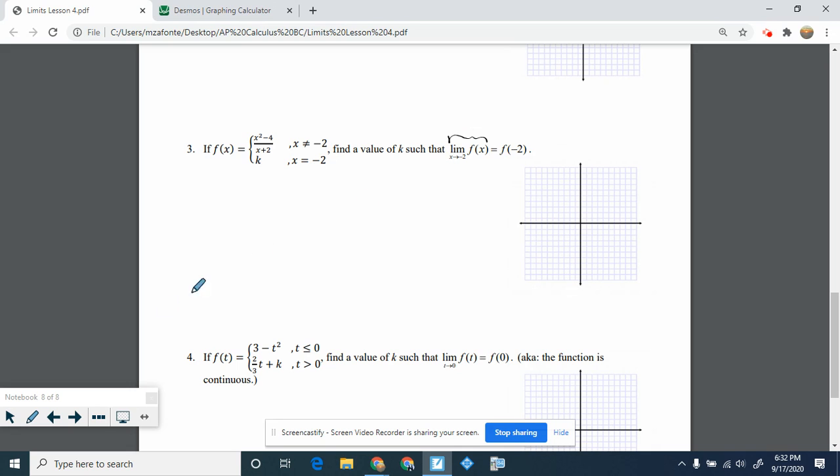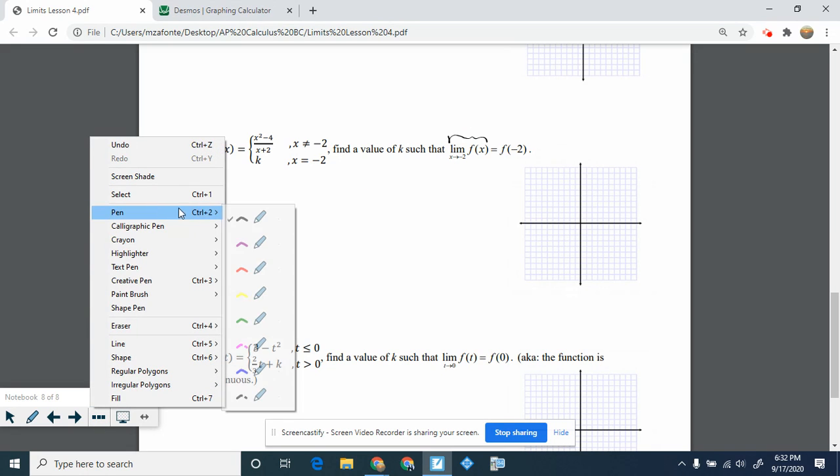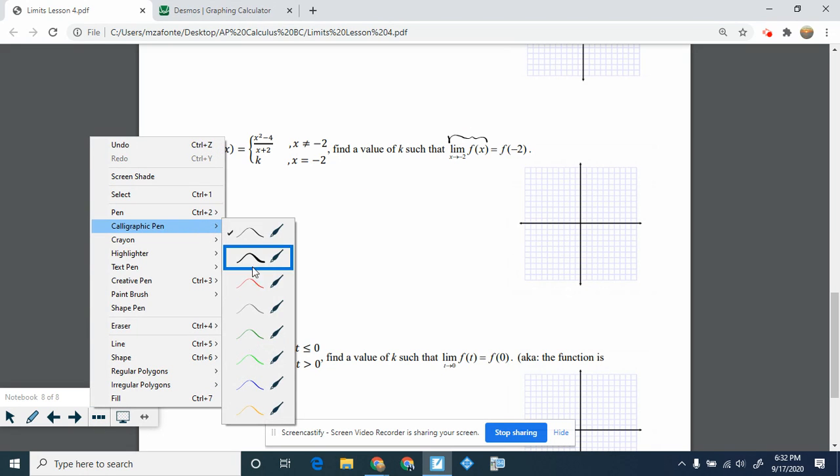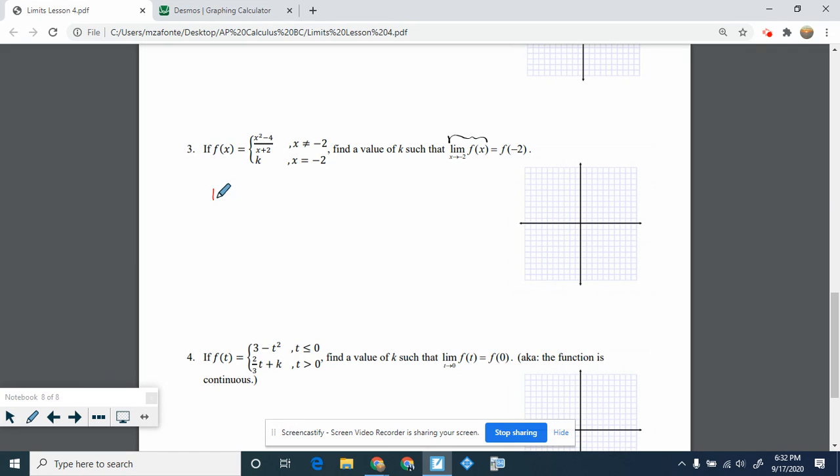Oh, what's going on, pen? The pen's freaking out. Let's try it again. Let's maybe switch it up to red. Maybe it likes red. There we go.